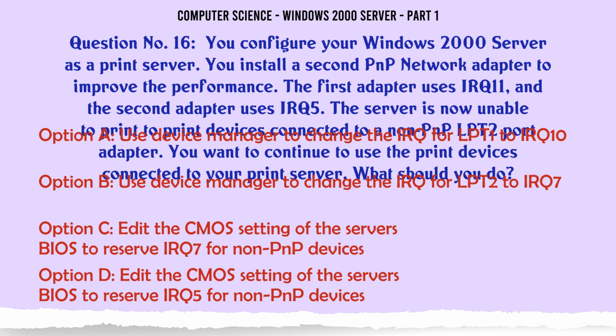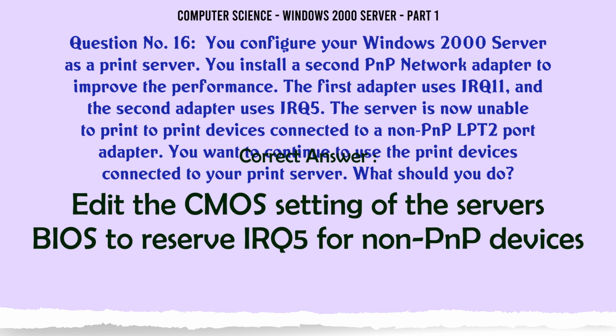A. Use Device Manager to change the IRQ for LPT1 to IRQ10. B. Use Device Manager to change the IRQ for LPT2 to IRQ7. C. Edit the CMOS setting of the server's BIOS to reserve IRQ7 for non-PnP devices. D. Edit the CMOS setting of the server's BIOS to reserve IRQ5 for non-PnP devices. The correct answer is: edit the CMOS setting of the server's BIOS to reserve IRQ5 for non-PnP devices.